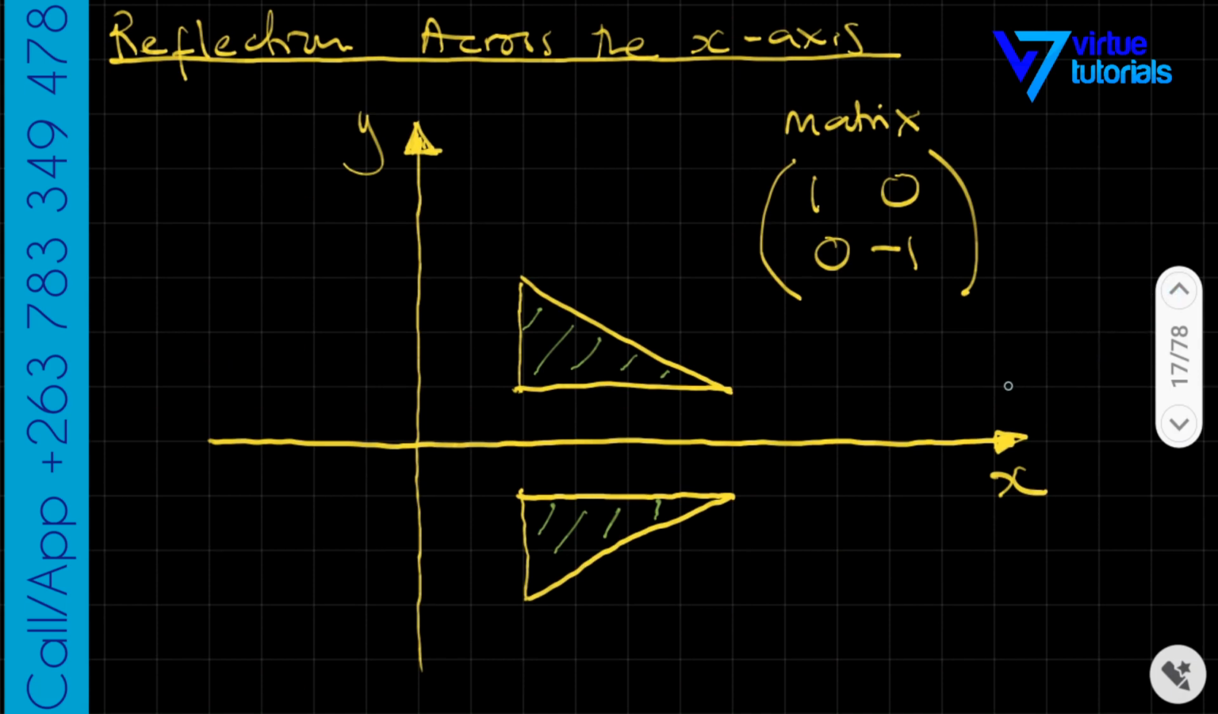Now we can also have a situation where we have the x-axis as the mirror line, right? So now this shape is being reflected across the x-axis. If you have your shape and then you have your image on the other side of the x-axis. Now again, like our reflection across the y-axis, our reflection across the x-axis also has a matrix that can be used, right? The matrix is 1, 0, 0, minus 1.